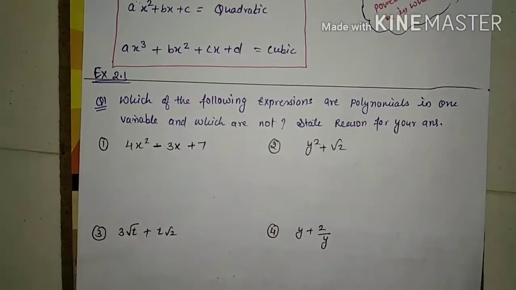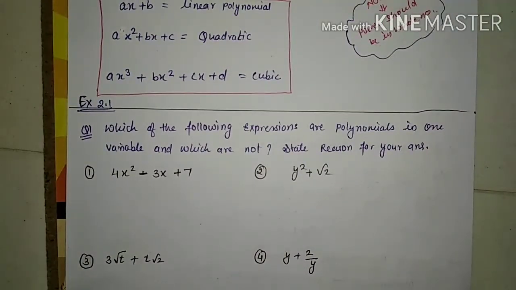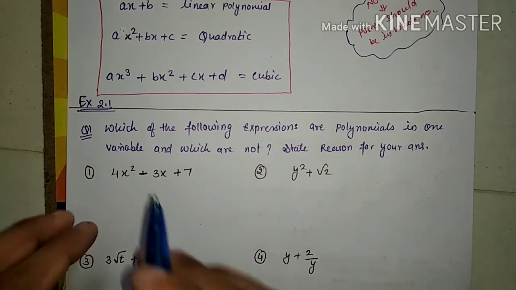Here come to the questions. Exercise 2.1. Which of the following expressions are polynomials in one variable and which are not? State the reason for your answer. Just see, I have written some questions. I will write the answers here. I am giving you some questions for homework also. Just see how I can say that. I am solving the first one.